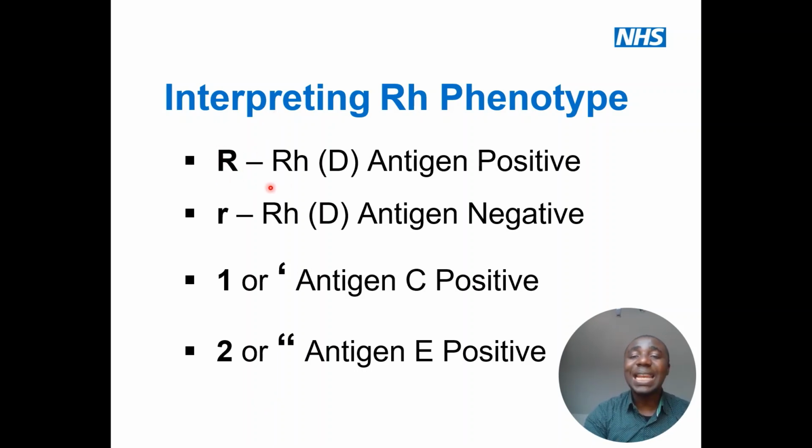R means that blood has antigen D. That means it is Rhesus D antigen positive. Basically, it has antigen D. It is antigen D positive. If it is little r, it means it is antigen D negative. It doesn't have it.